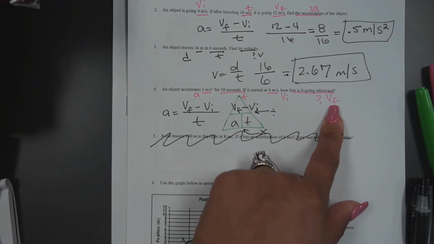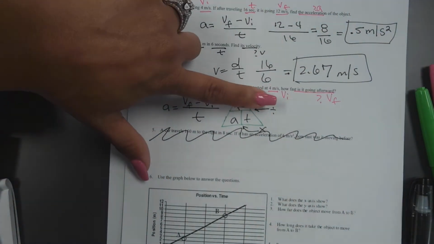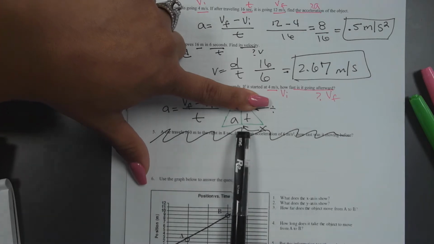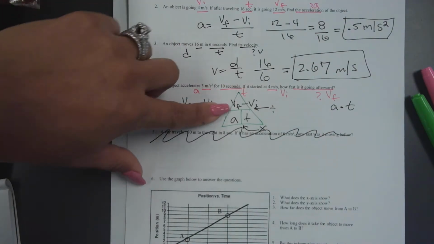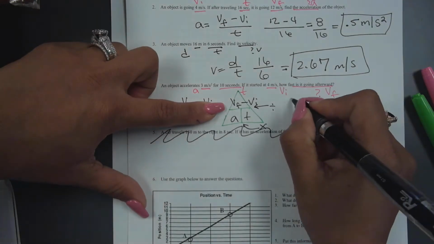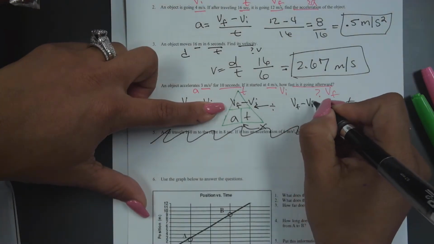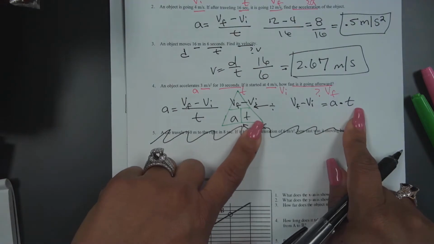I'm looking for the VF. Let's cover that up in my equation. My equation is going to be A times T. Now let's see what this is. VF minus VI equals A times T.